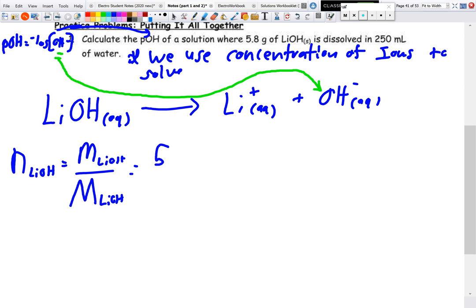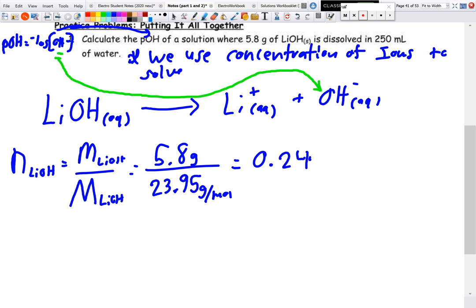So the mass was given, 5.8 grams. Now the molar mass of lithium hydroxide, we have 1 lithium, 1 oxygen, 1 hydrogen. When we add those molar masses together, we get 23.95 grams per mole. And then we plug this into our calculators and we get 0.242779 moles of lithium hydroxide. You don't need to write that here. I'm just trying to keep all my information there.